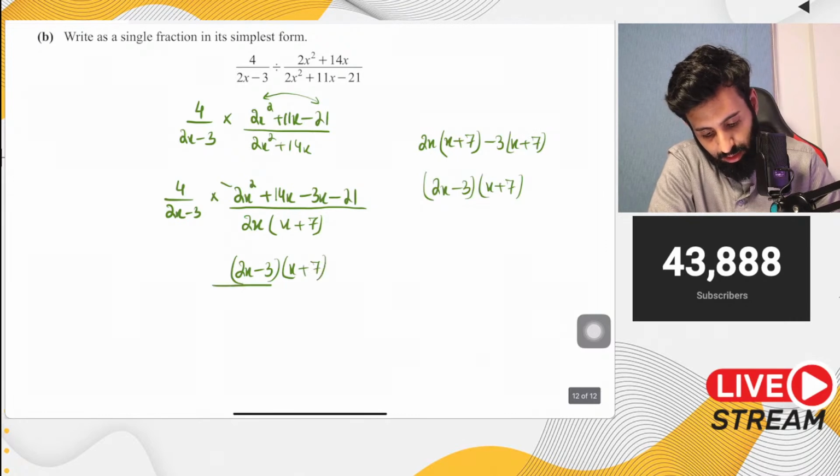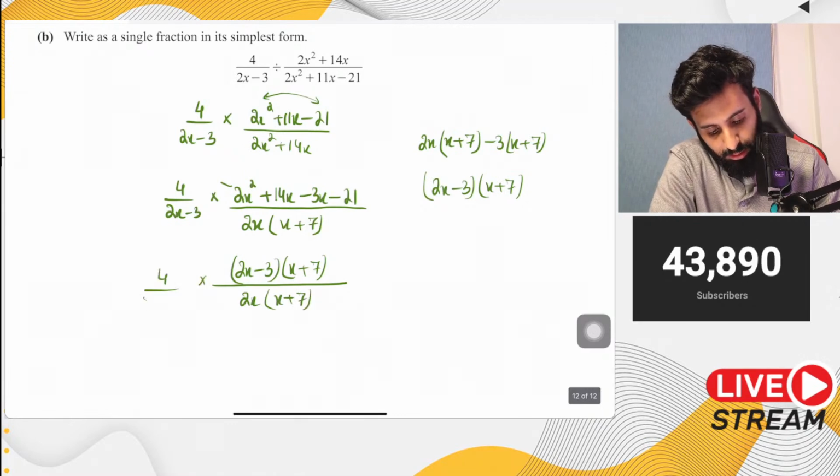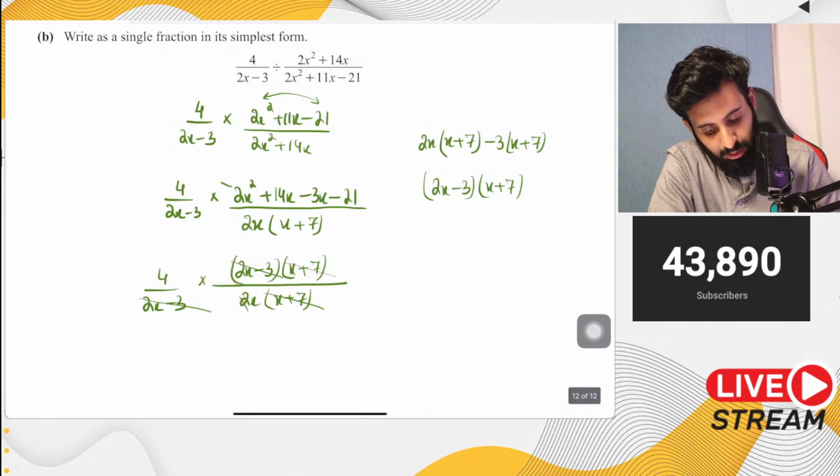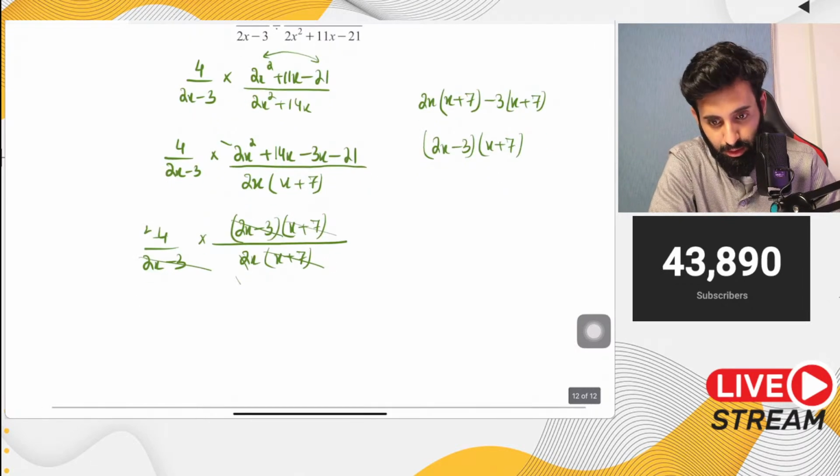So what do we have in the denominator now? We have 2x into x plus 7 multiplied by 4 into 2x minus 3. So 2x minus 3, 2x minus 3 gets cancelled out. Wow. X plus 7 gets cancelled out. 2 1s are, 2 2s are, and we're left with what? We're left with 2 upon x.